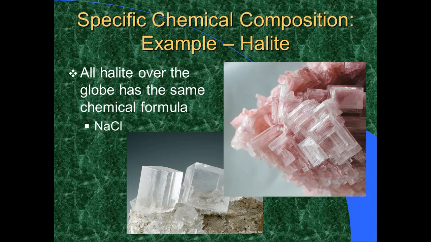And I have an example here of halite. Those are a couple pictures of halite. Halite is sodium chloride. Okay, you might recognize that formula. That's where we get table salt from. No matter where halite forms, what environment it forms in, it's always composed of sodium and chlorine. If it's not sodium chloride, it's not halite. So a specific chemical composition means that all minerals, no matter where they're found, have the same elemental composition.